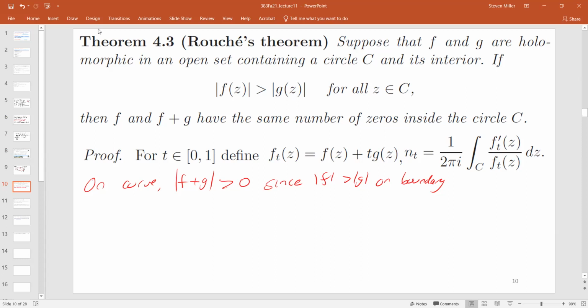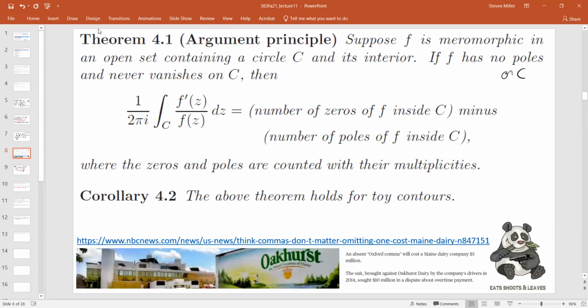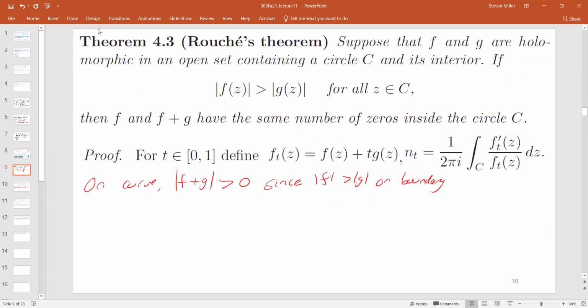So what do you think might be useful to use? Yeah, what we just did a few moments ago, right? Foreshadowing, right? We have a function which is not zero and does not have a pole on the boundary curve. Therefore, we know that this integral is the number of zeros minus the number of poles. So we can use the argument principle, for the function f_t of z equals f of z plus t g of z.